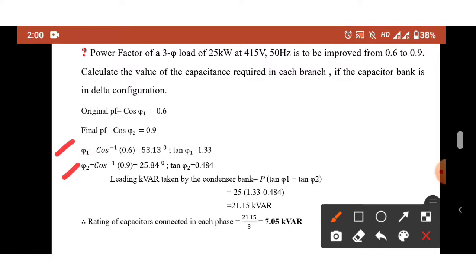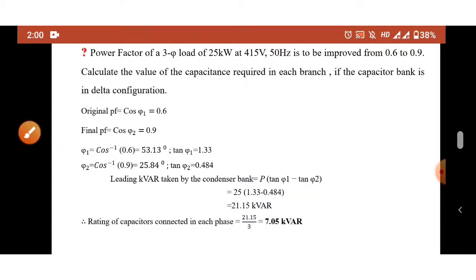The leading kVAR taken by the capacitor bank is P, the active power, times tan phi 1 minus tan phi 2. The active power is given as 25 kilowatt. We calculated tan phi 1 and tan phi 2; substitute these values, then we will get the leading kVAR taken by the condenser bank. Condenser bank is the same as capacitor bank. Now the question is to find the capacitance required in each branch. So the rating of the capacitor connected in each phase is 21.15 divided by 3.